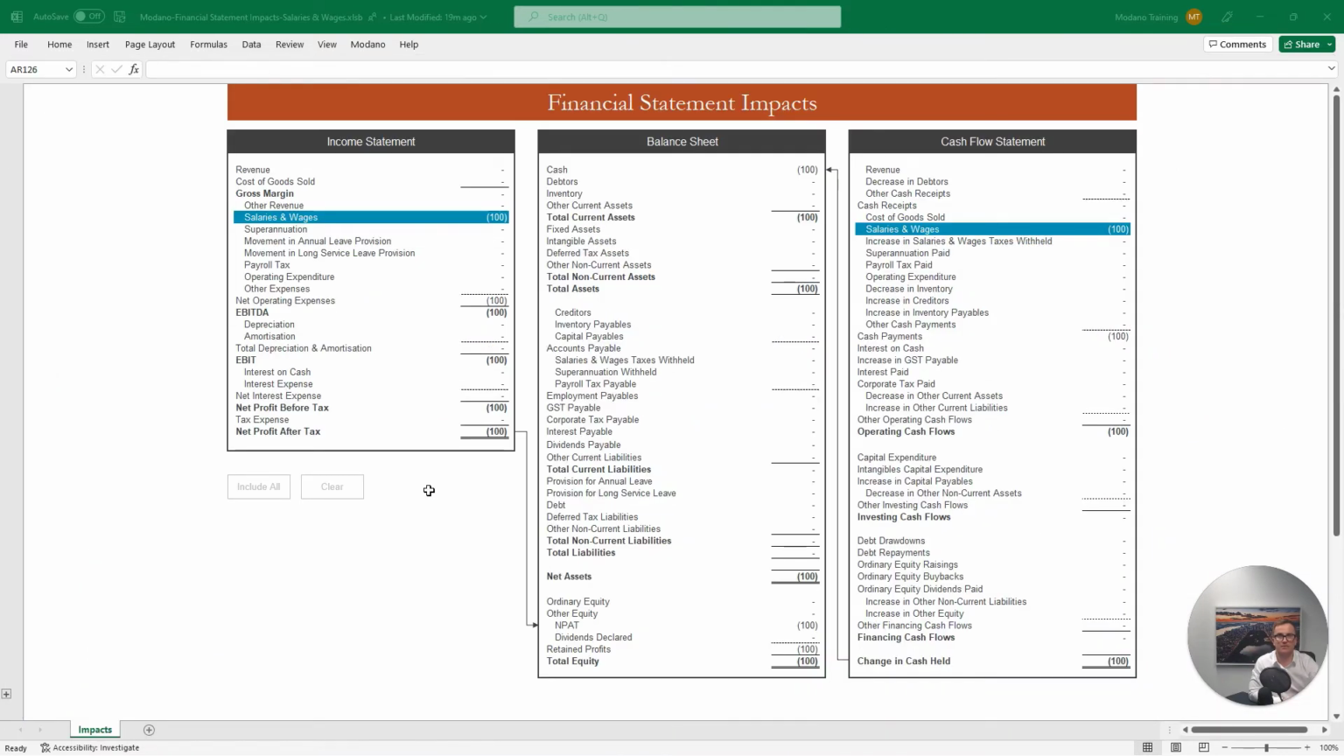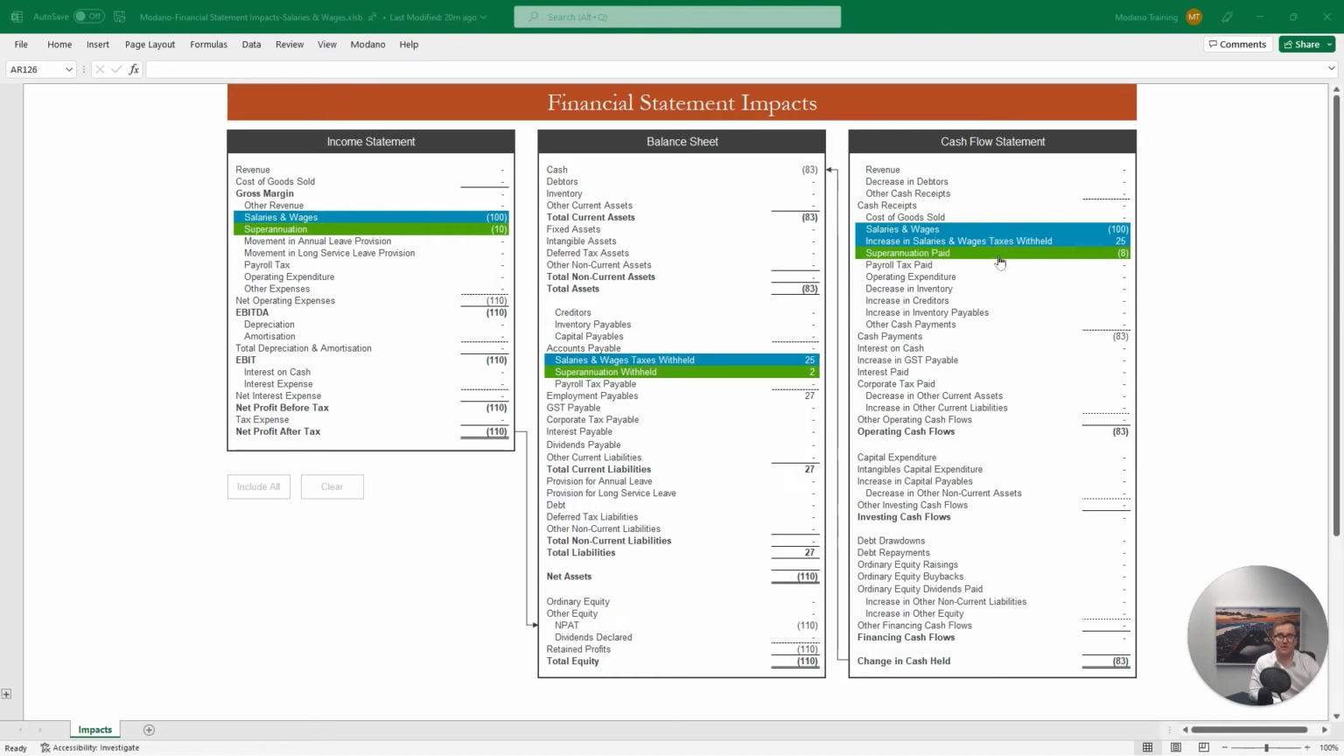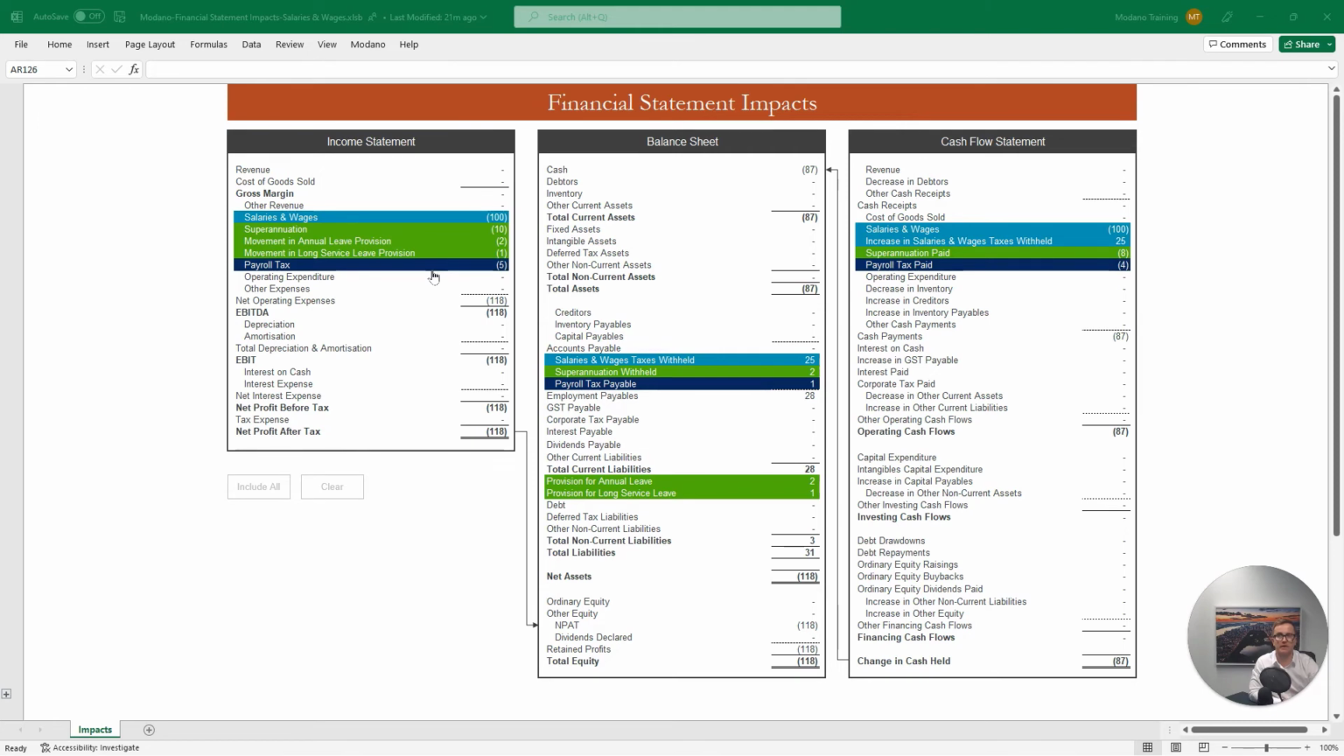Now, salaries and wages affects many other areas of analysis within a full 3-way financial model. This includes the taxes withheld on top of salaries and wages, commonly referred to as PAYE or PAYG. Superannuation must also be accounted for on top of the salaries and wages expense, and how much of this has been paid and withheld. We must also account for the provision of annual and long service leave. We must also calculate payroll tax and account for how much has been paid and how much is payable.